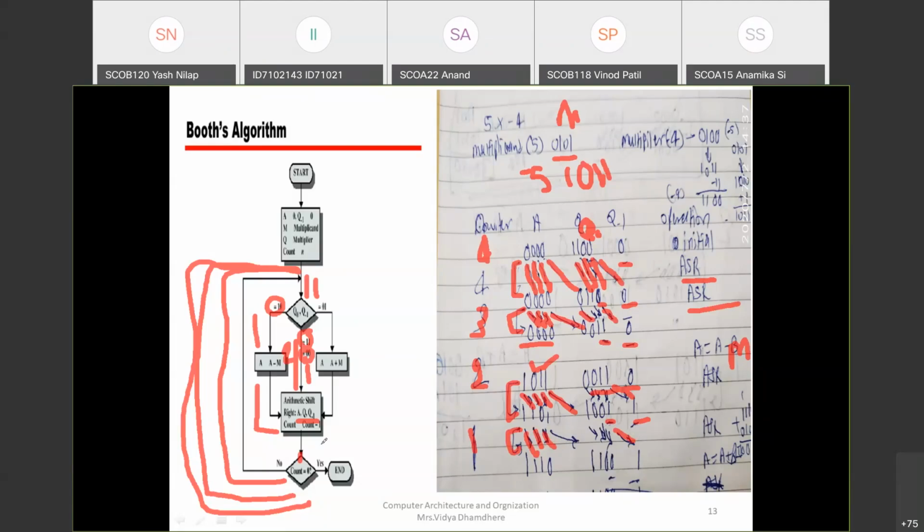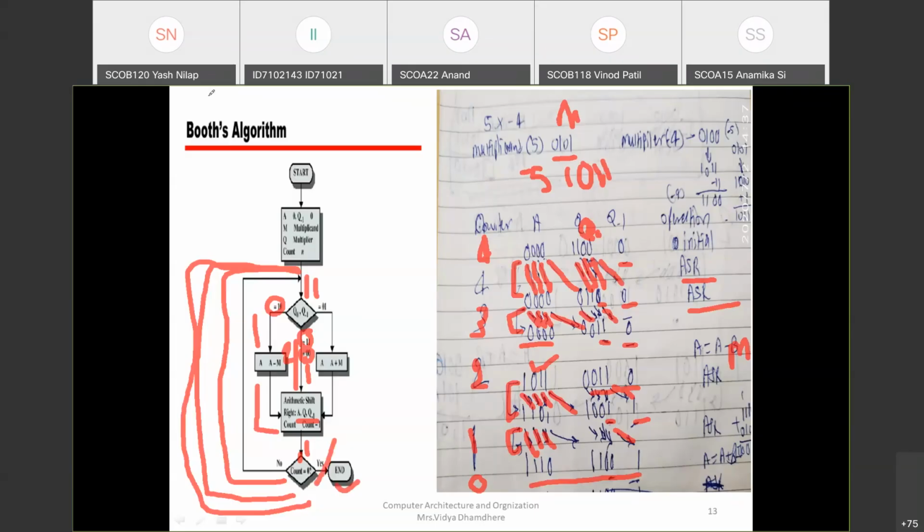Then we will decrement the counter. Now the counter becomes 0. Again we reach the next condition box, that is, counter is equal to 0. So in this case, counter is equal to 0, this condition is satisfied, yes. So we will end the operation and what remains will be the answer.